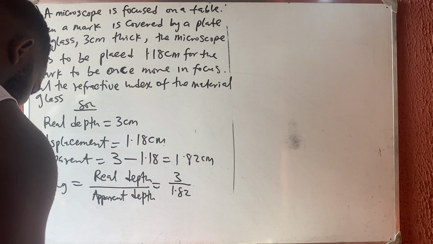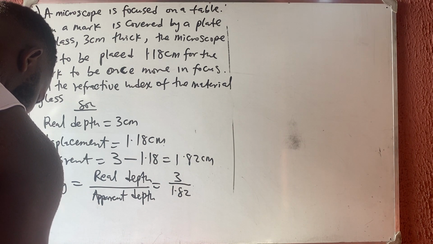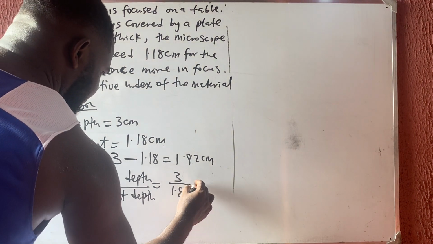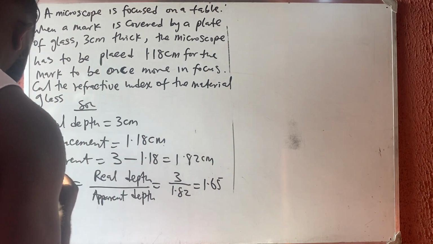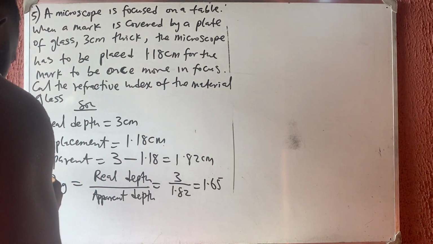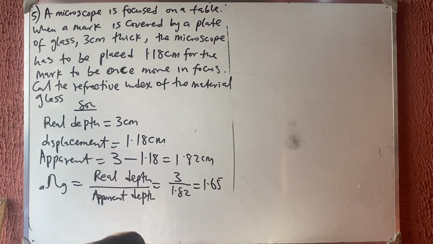3 divided by my last answer. I'm having 1.65. The cm will cancel cm, so it does not have any unit.